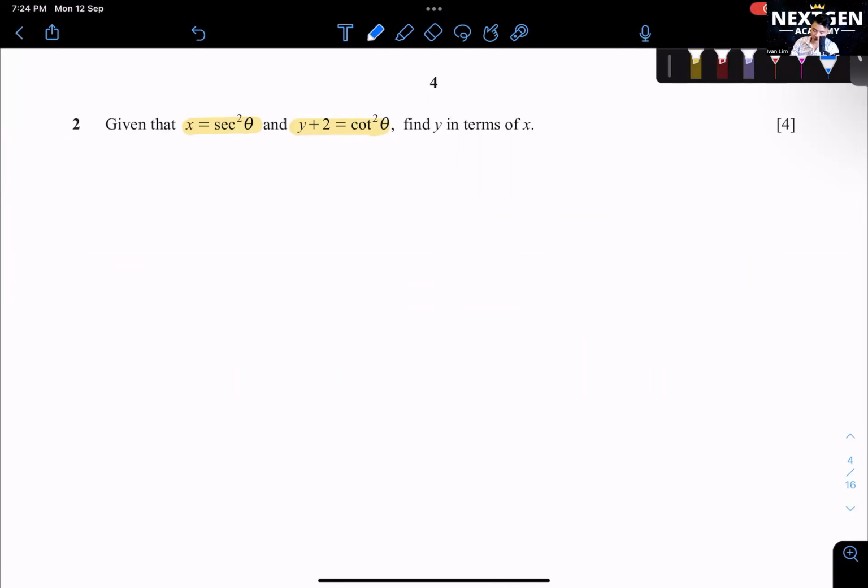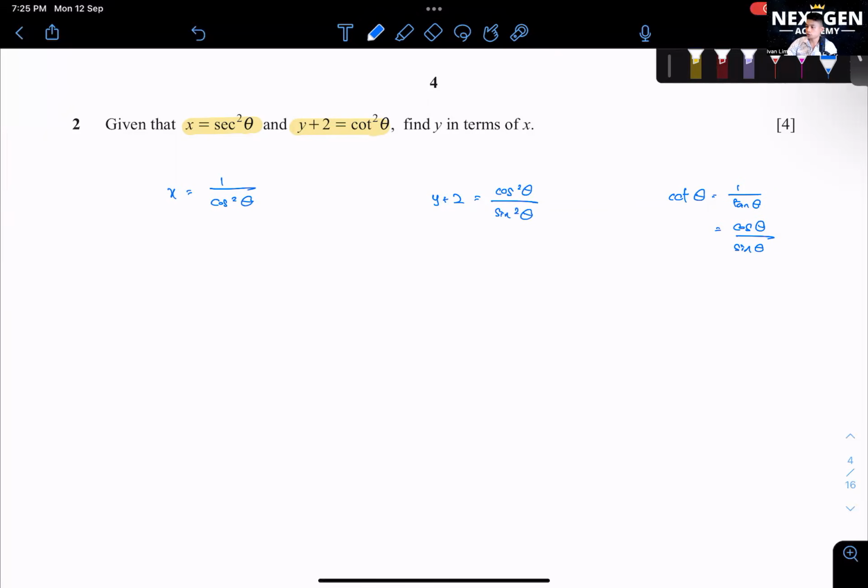If you see the working that I gave you all, we can write it as x equals 1 over cos square theta. Then your second equation, you can write it as y plus 2, then cotangent square is 1 over tan square. Cot is 1 over tangent, right? 1 over tangent also can be written as cos over sine, because sine over cos is tangent, so you just inverse it. So over here, we can write it as cos square theta over sine square theta.